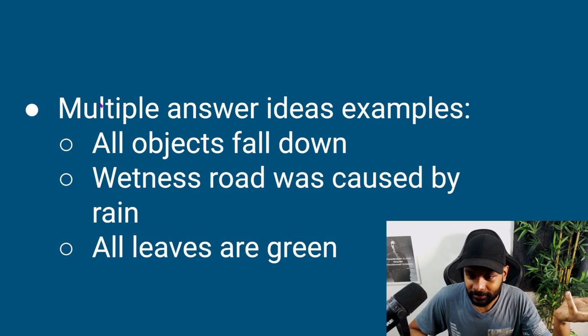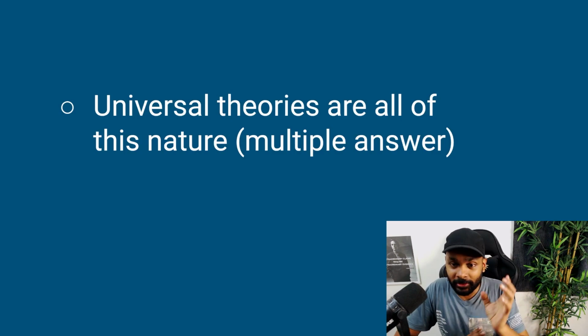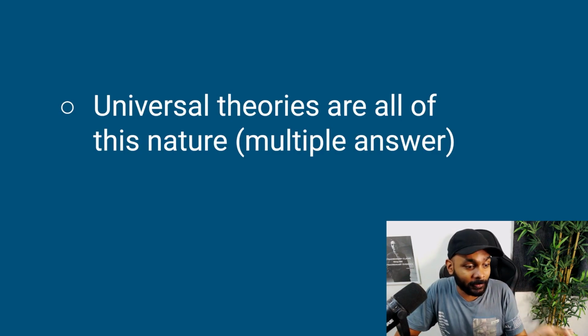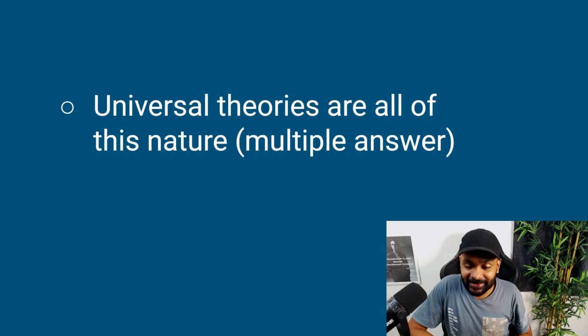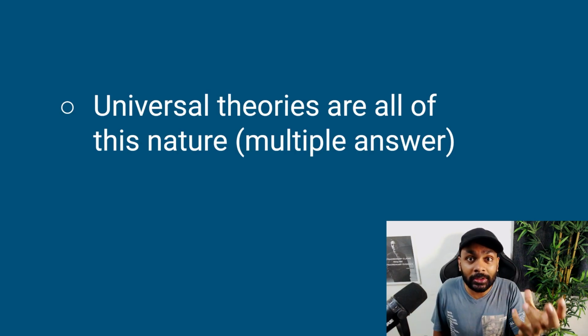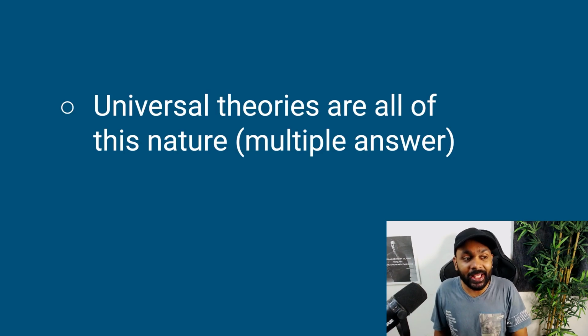So that's an example for a multiple answer idea, multiple option idea. Wetness on the road, leaves are green. That's another multiple answer idea. Now, universal theories about all things, all objects, all places, all time, those theories are of this nature. I shouldn't have written theories, I think. But universal ideas are the ones that talk about all things of a particular type, or all places or all times. So they're all multiple answer ideas, multiple option ideas. They're all things a single test case cannot tell you the truth of an idea.